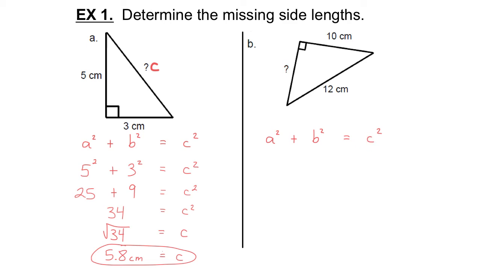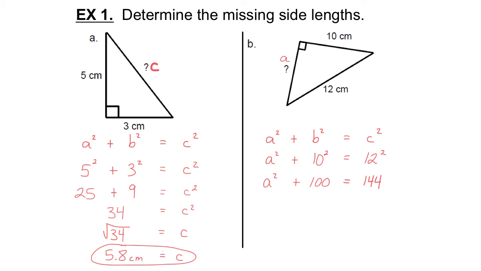This is either A or B. It's one of the legs. So make sure you're putting the hypotenuse in the correct spot. Let's just call this side A for simplicity. So we will end up with a squared plus 10 squared equals 12 squared. We'll do the exponents. 10 squared is 100. 12 squared is 144. So we have a squared plus 100 equals 144.